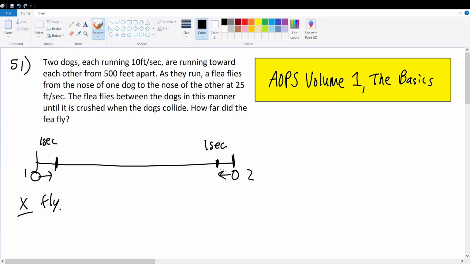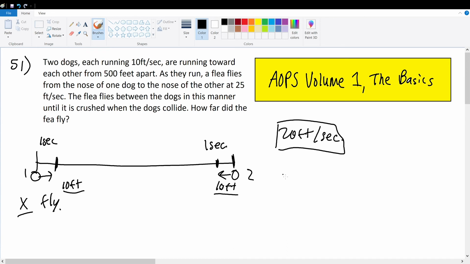But how fast are they approaching each other? Well, they're approaching each other at 20 feet per second, because by the time 1 second has passed, our first dog has traveled 10 feet, and our second dog has also traveled 10 feet. So the distance between the two dogs has gotten nearer by 10 feet plus 10 feet, which is twice their speed. So they're getting closer to each other at a rate of 20 feet per second.